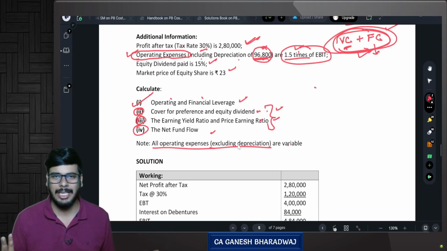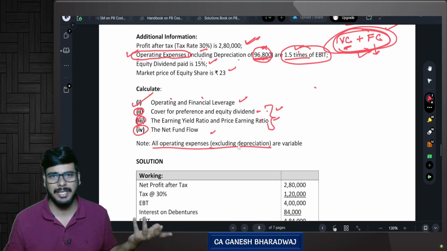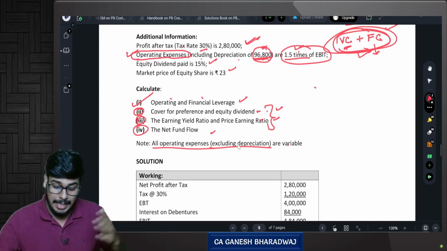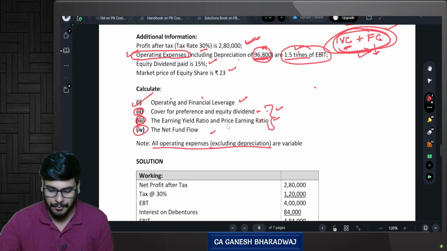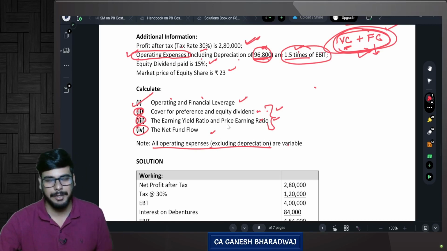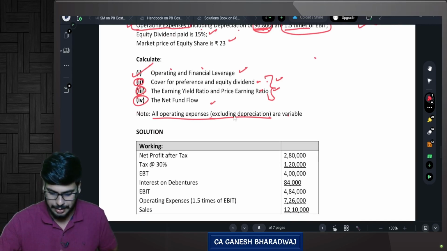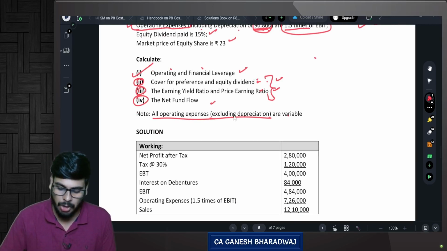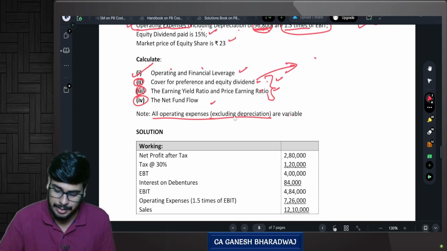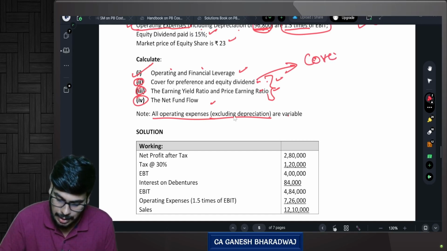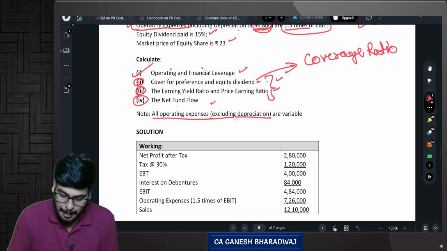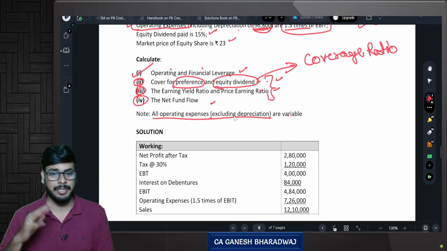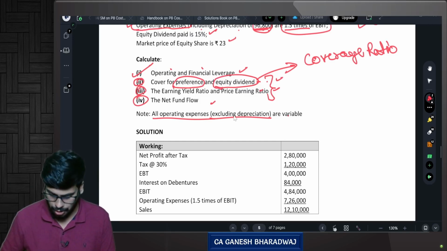Suppose in this question they had asked for combined leverage, what will you do? Operating leverage into financial leverage is your combined leverage. Are you clear with this? As simple as that. Next, cover for preference dividend and equity dividend. What is the meaning of this? Cover for preference dividend comes in ratio analysis, under something called coverage ratio. Preference dividend coverage ratio, equity dividend coverage ratio. This is what they have asked in this particular question.